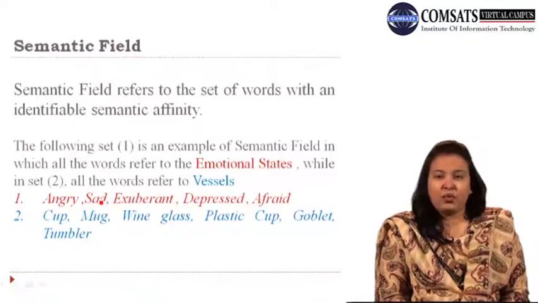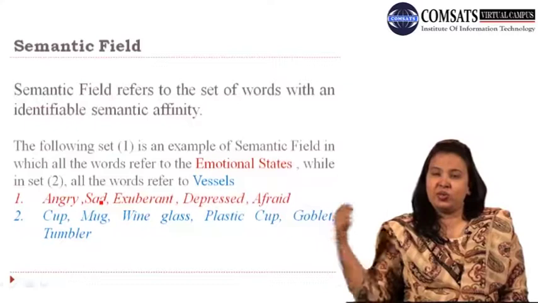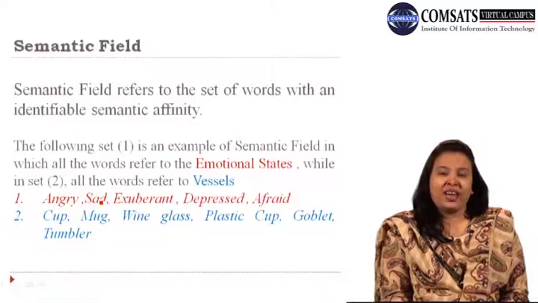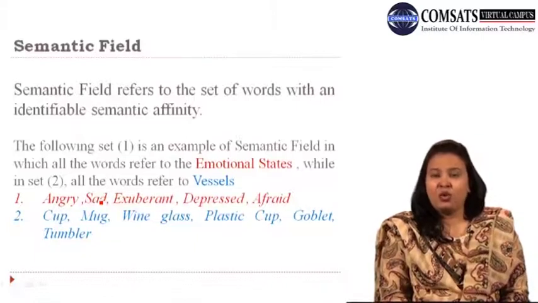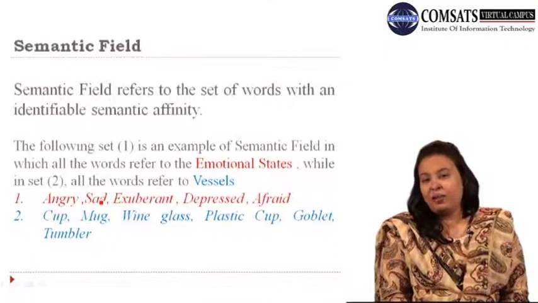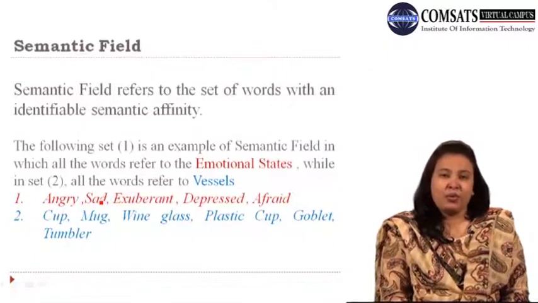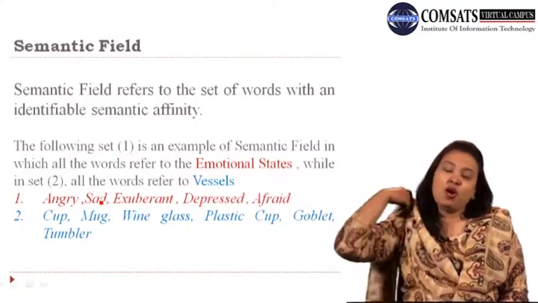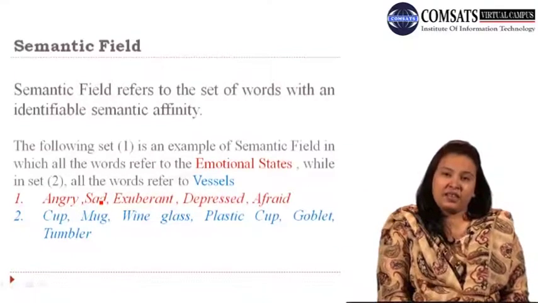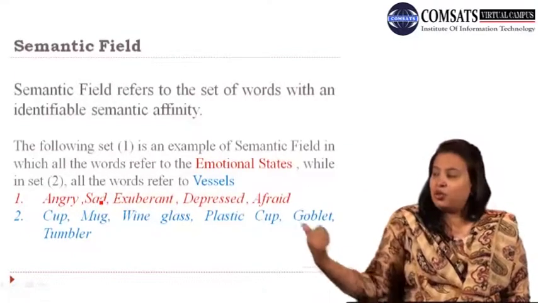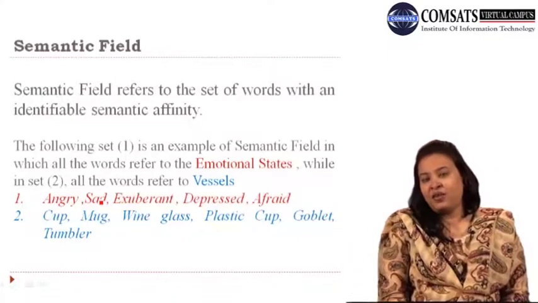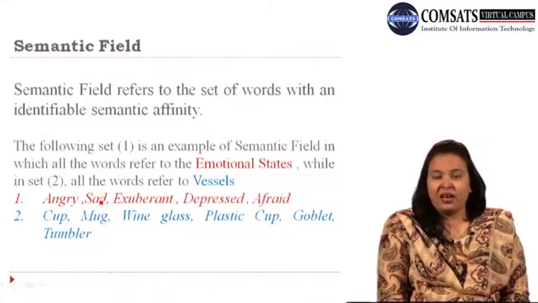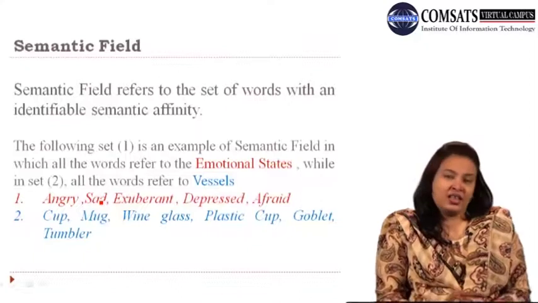For example, if you look at these two classes, number 1 and number 2, these are two classes of words that have been divided on the basis of certain identifiable affinity. We will see what that is. But before that, I should tell you that the words in list number 1 are all describing emotional states, and the words in list number 2 are all words referring to vessels. So vessels is one semantic field, and emotional words are another semantic field.